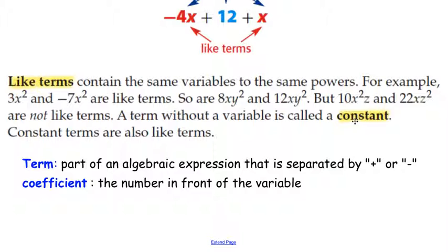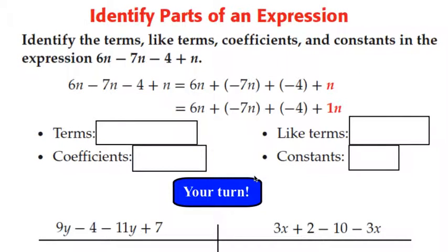All constants are like terms. So a term is a part of an algebraic expression separated by a plus or minus sign, and a coefficient is a number in front of a variable. So those are terms that you need to be able to work with and understand in algebra.